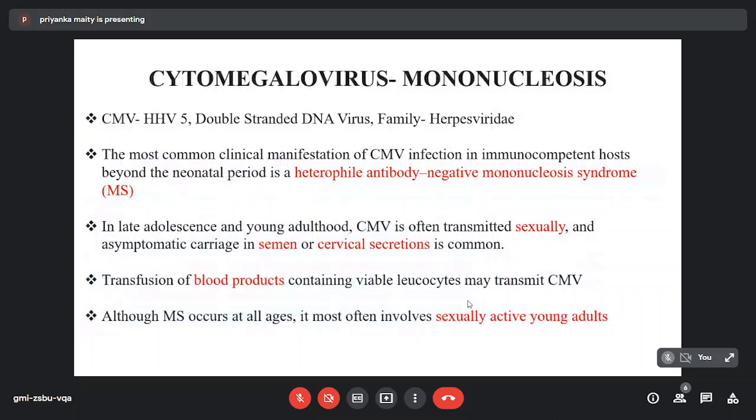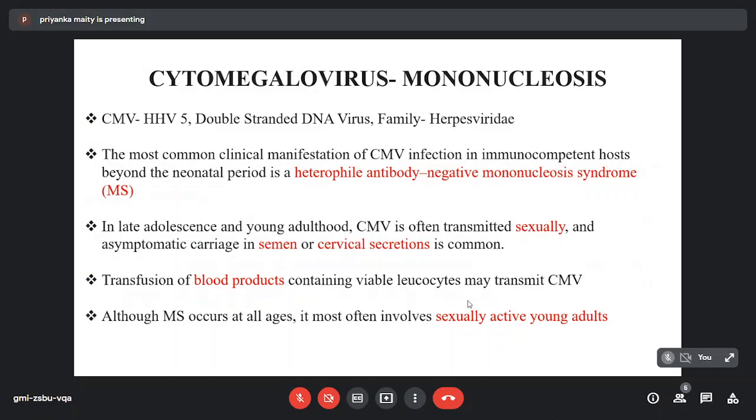Cytomegalovirus mononucleosis. Cytomegalovirus, also known as human herpesvirus 5, is a double-stranded DNA virus belonging to the family Herpesviridae. The most common clinical manifestation of CMV infection in immunocompetent hosts beyond the neonatal period is a heterophile antibody negative mononucleosis syndrome. In late adolescence and young adulthood, CMV is often transmitted sexually, and asymptomatic carriage in semen or cervical secretions is common. Transfusion of blood products containing viable leukocytes may transmit CMV.